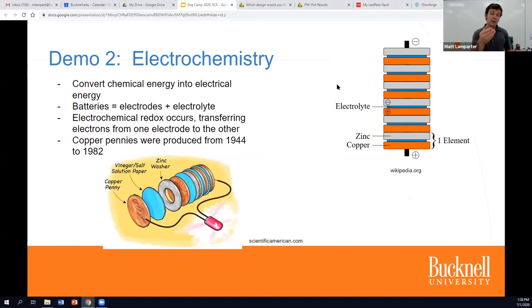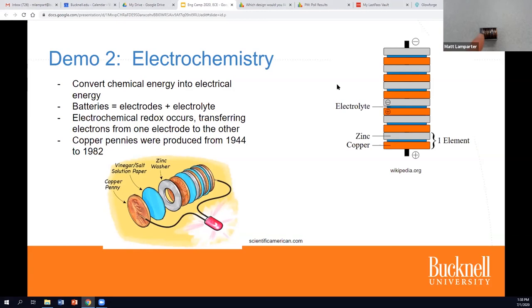Right. So the second demo I had for you, actually this one I can probably do just holding on to the camera. I can show you this one. The concept with this one is that in addition to motion creating electricity, you can also have an electrochemical reaction create electricity. So I've got here a little stack of copper pennies and zinc washers. Separated between each of those pairs of copper and zinc are these pieces of paper towel that I have soaked in a solution of salt water.